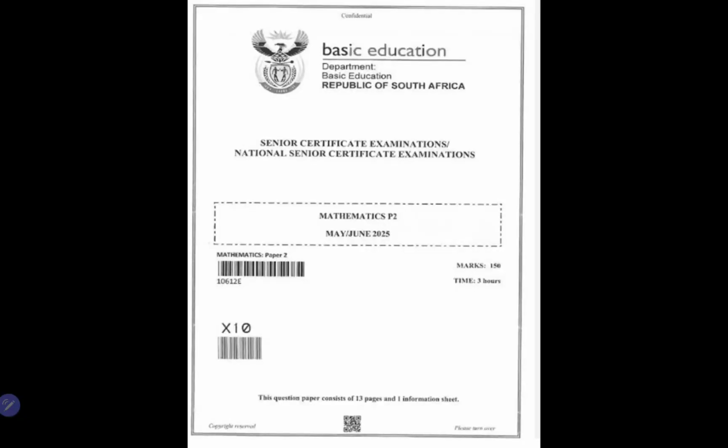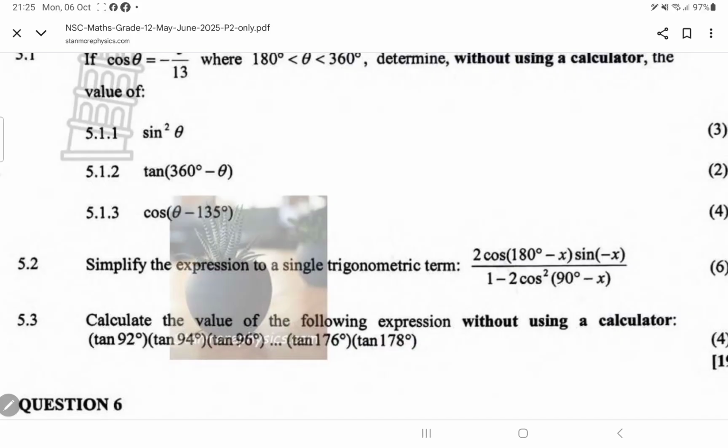Question for mathematics paper 2. This is grade 12. Question for trigonometry simplification. So this is grade 12, question 5.2. This is the question 5.2.